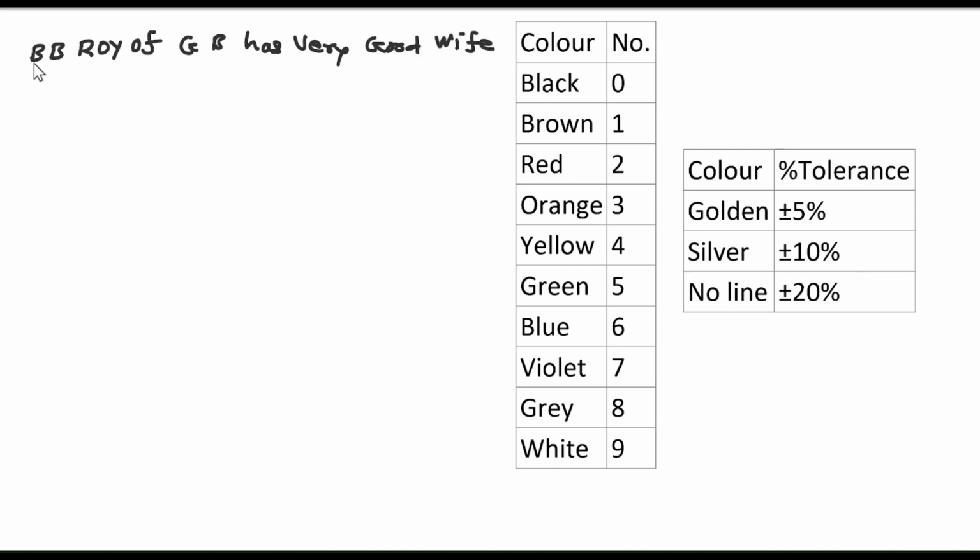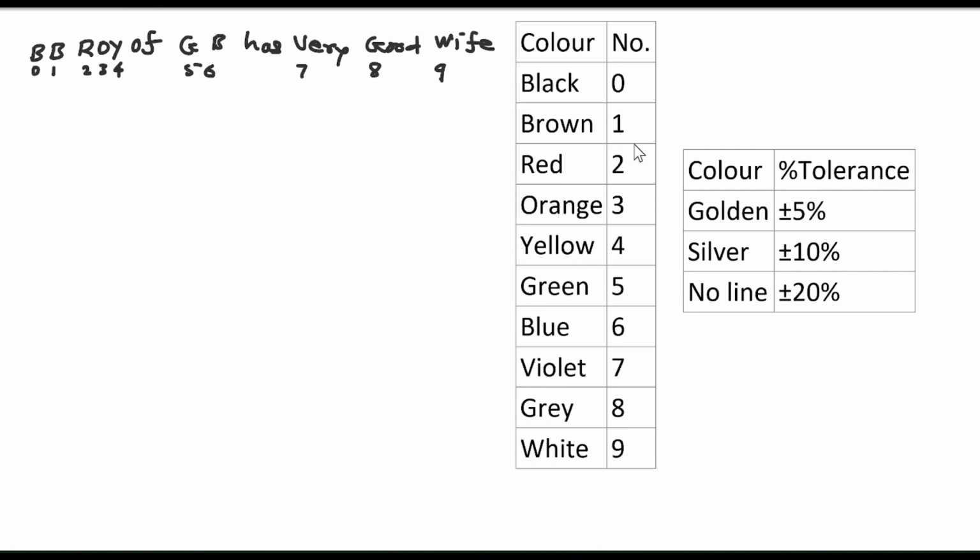These colors I have written in capital. So we have here 0, 1, 2, 3, 4, 5, 6, 7, 8 and 9. Just remember this sentence: B.B. Roy of Great Britain, that is B.B. Roy of GB, Great Britain, has very good wife. That will make it very easy to remember this table.